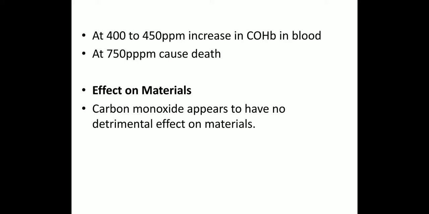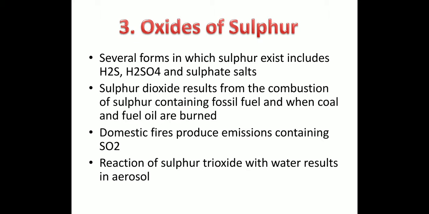So now we will discuss our third pollutant, oxides of sulphur, whose main form is sulphur dioxide, and we will discuss the different forms of oxides of sulphur, and their effect on man and material. The third common pollutant is oxides of sulphur. This is the group of oxides of sulphur. We will discuss different forms of oxides of sulphur.